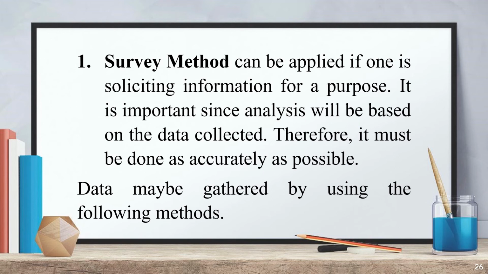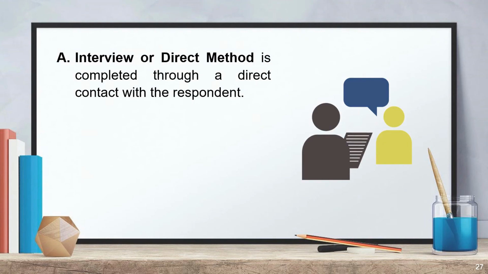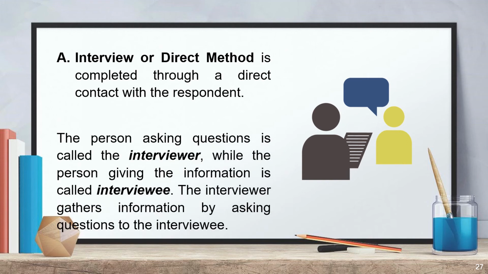Data may be gathered by using the following. It could be an interview or direct method. Interview or direct method is completed through a direct contact with the respondent. The person asking questions is called the interviewer, while the person giving the information is called interviewee. The interviewer gathers information by asking questions to the interviewee.